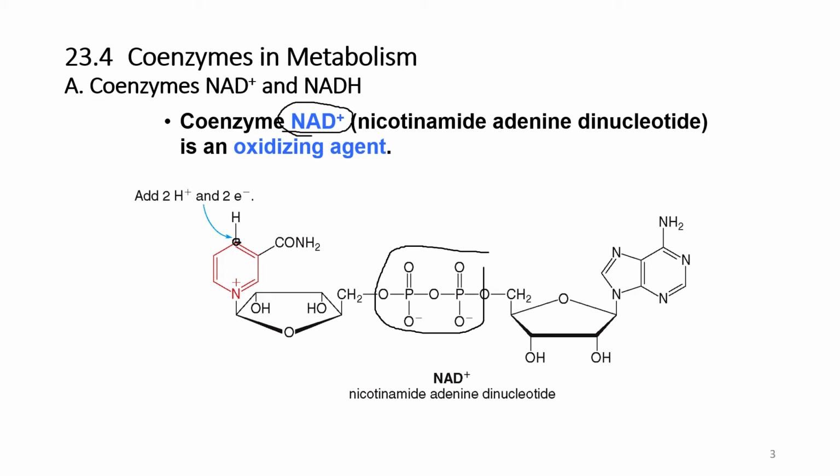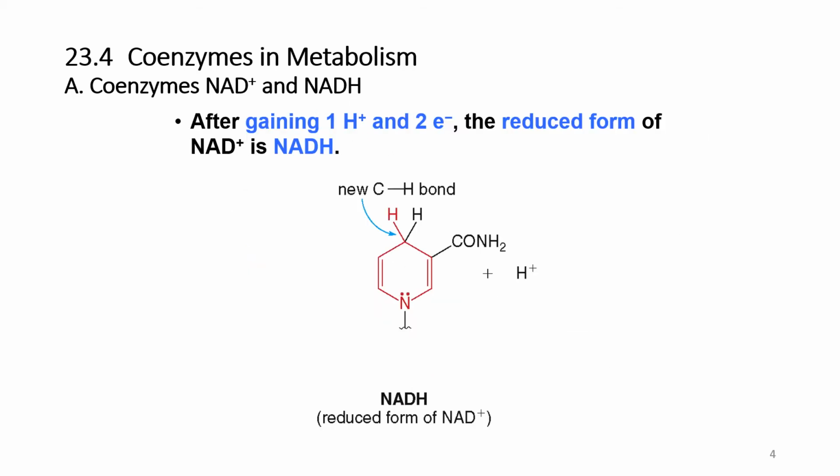And in the next slide, you'll see what that looks like. So this carbon lost a double bond. This is now NADH. We've added that hydrogen here and two electrons. So this is the reduced form of NAD+.